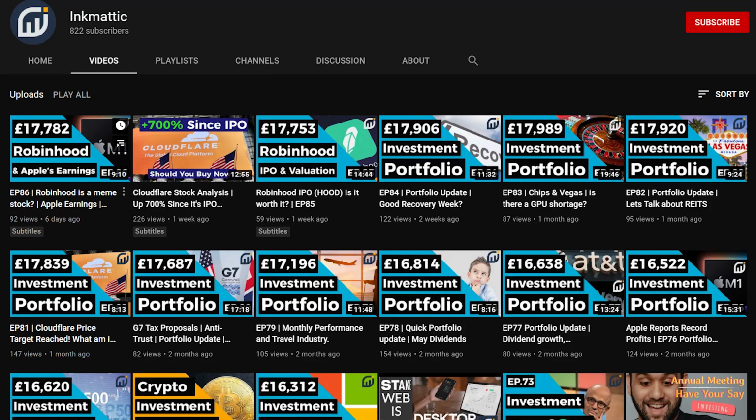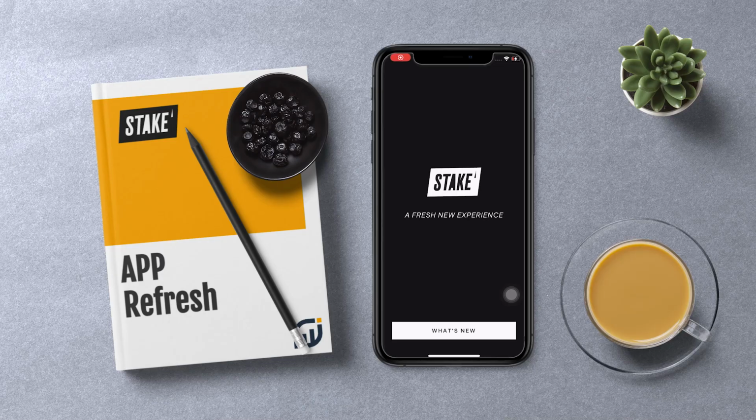This is episode 87. Today we have a lot to cover and we're going to start off by looking at Stake. Stake have refreshed their brand, their logo, and they've updated their mobile app, which is fantastic. And as you can see, this is their new logo. I do like it. It definitely seems a lot cleaner and more modern in my opinion. I am a fan of it.